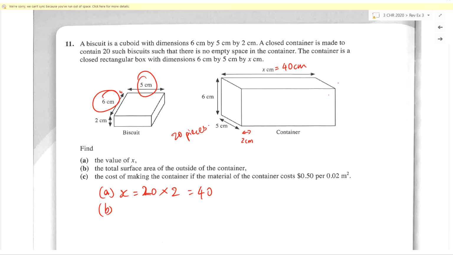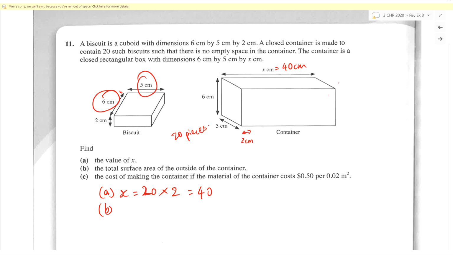The surface area outside the container, we've got one surface area on top, got another one below, 3, 4, 5, and 6. 6 of them. You can go and calculate every single one of them. 40 times 5 to get the top, times 2 to get the bottom, then 6 times 5 to get 30 times 2, then 40 times 6, then times 2. But it's troublesome. So many things to add up.